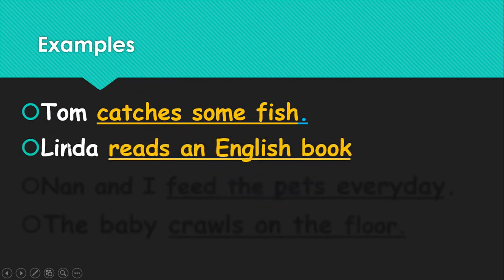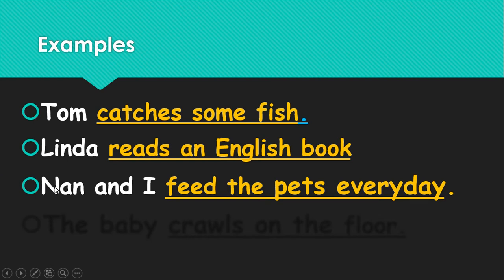Number 2. Linda reads an English book. Where is the subject? Yes, it's Linda. What does Linda do in the sentence? What is the action she's doing here? Reads an English book. So I underlined the predicates for you. The yellow words are the predicates.